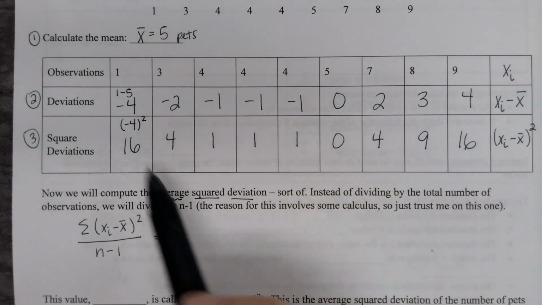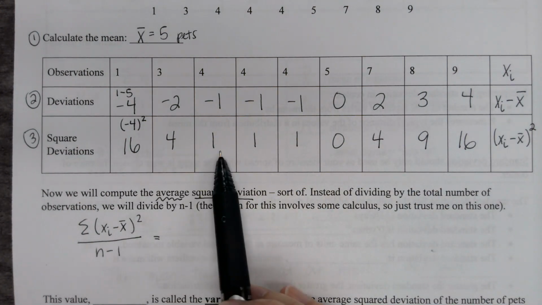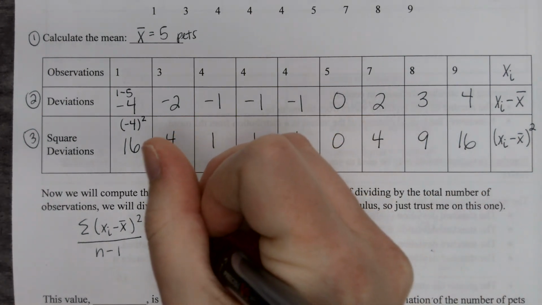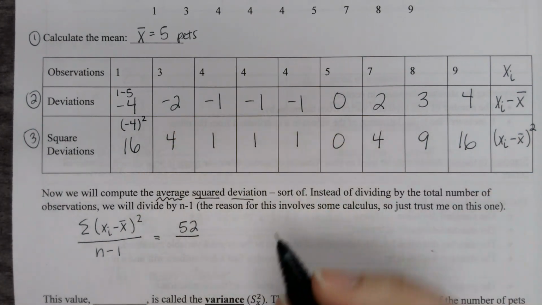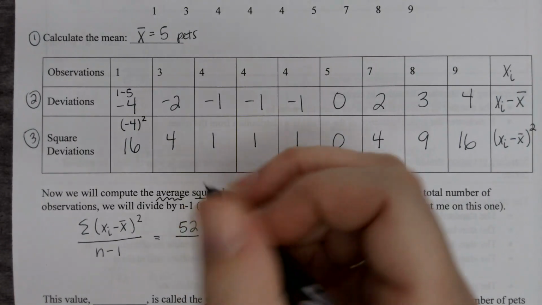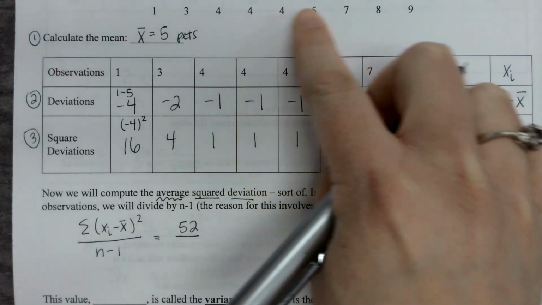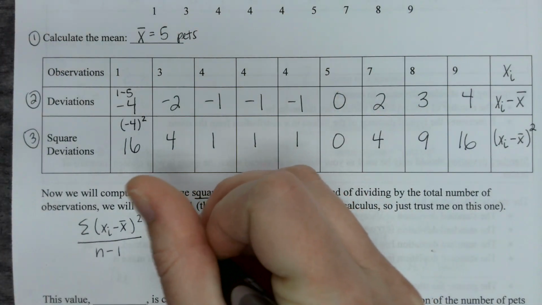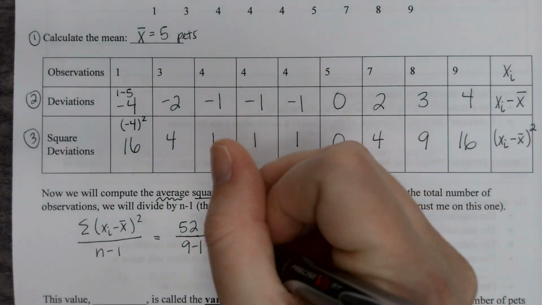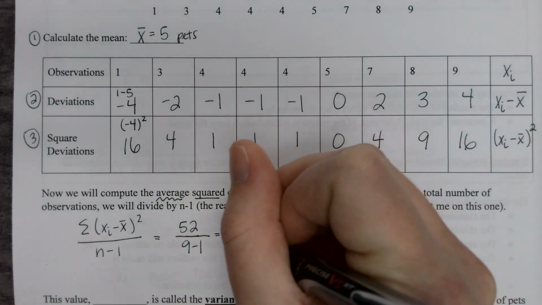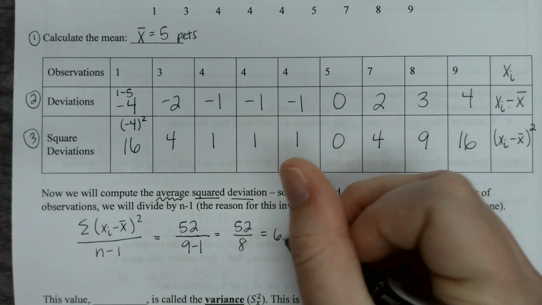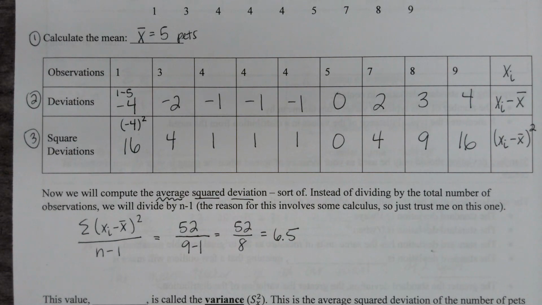So if I take each individual value, 16 plus 4 plus 1 plus 1 plus 1 plus 0 plus 4 plus 9 plus 16, we're going to get 52. And I know that we had 1, 2, 3, 4, 5, 6, 7, 8, 9 total observations, but we're going to take 9 minus 1. That's what we're going to divide by. So we're going to take 52 and divide it by 8. So that's our average. We have 6.5, which is our average squared deviation.